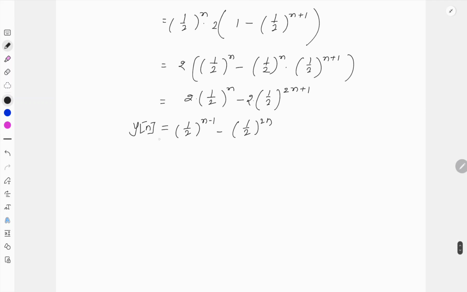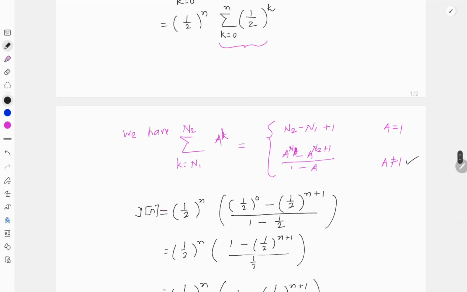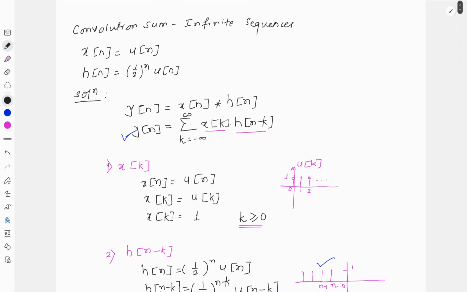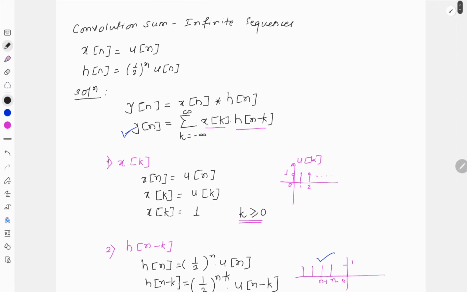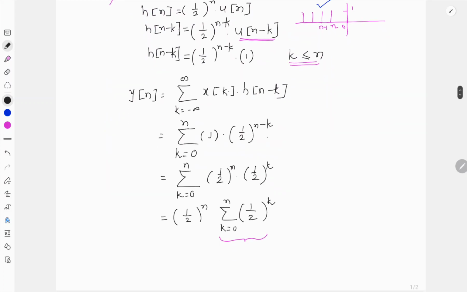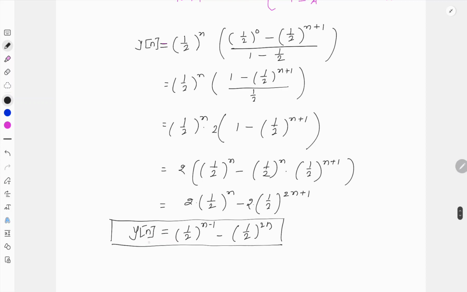So for infinite sequences, we can obtain y of n using these steps. So this represents the convolution sum for infinite sequences. Just to revise, with the given x and h, we need to find out x of k, we need to find out h of n minus k, substitute these two values in the summation and evaluate the summation. You will obtain the desired answer y of n.